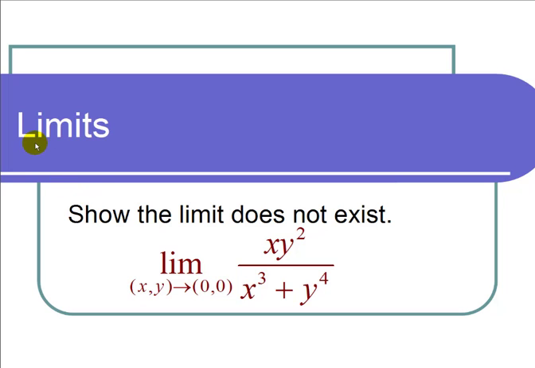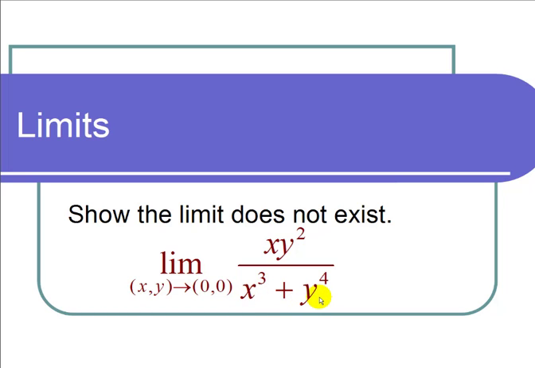This is a video on limits. The question states, show the limit does not exist. We have the limit as (x, y) approaches (0, 0) of x y squared over x cubed plus y to the fourth.